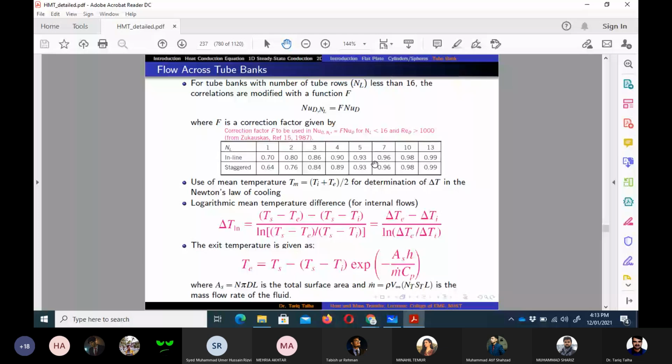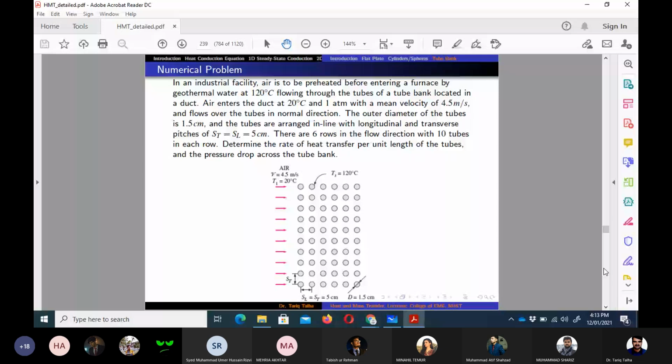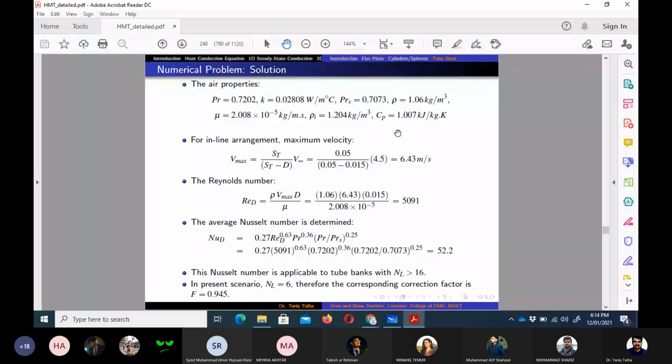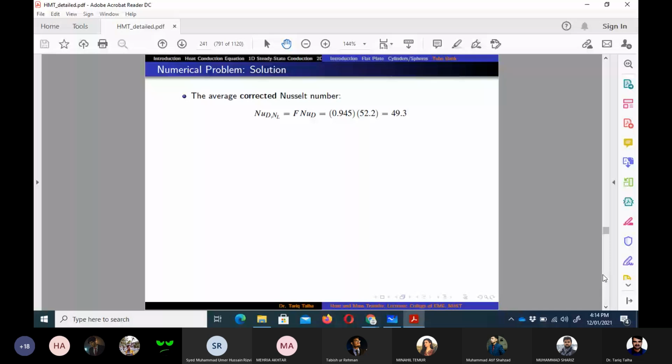All we can do here, because we know the data at 5 and 7, is take the average. So 0.93 plus 0.96, the average would be 0.945. So the f value is 0.945. Then the Nusselt number would be equal to 0.945 into 52.2, which comes out to be 49.3. Now we can calculate the h value.